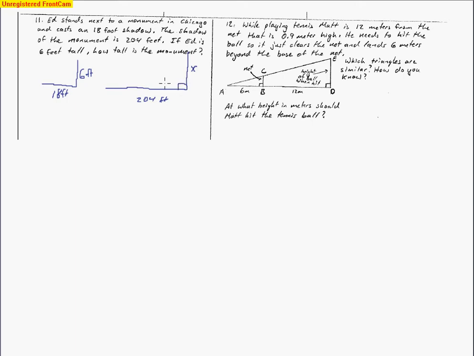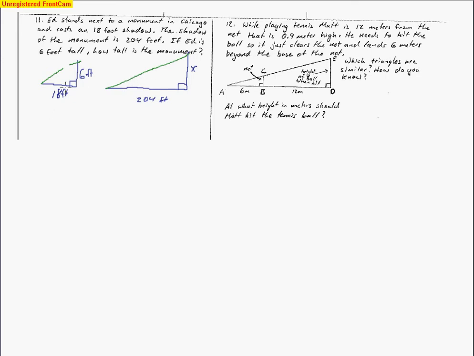And so notice this is a right angle right here, and so we can make a triangle out of it. I'll go ahead and sketch that in real quick. This triangle right here, and then right here. So these are similar triangles if they're corresponding. And they are corresponding because Ed is standing next to this monument. He's casting a shadow, and the monument's casting a shadow, and those are going to be corresponding, and they're going to be similar triangles as well.